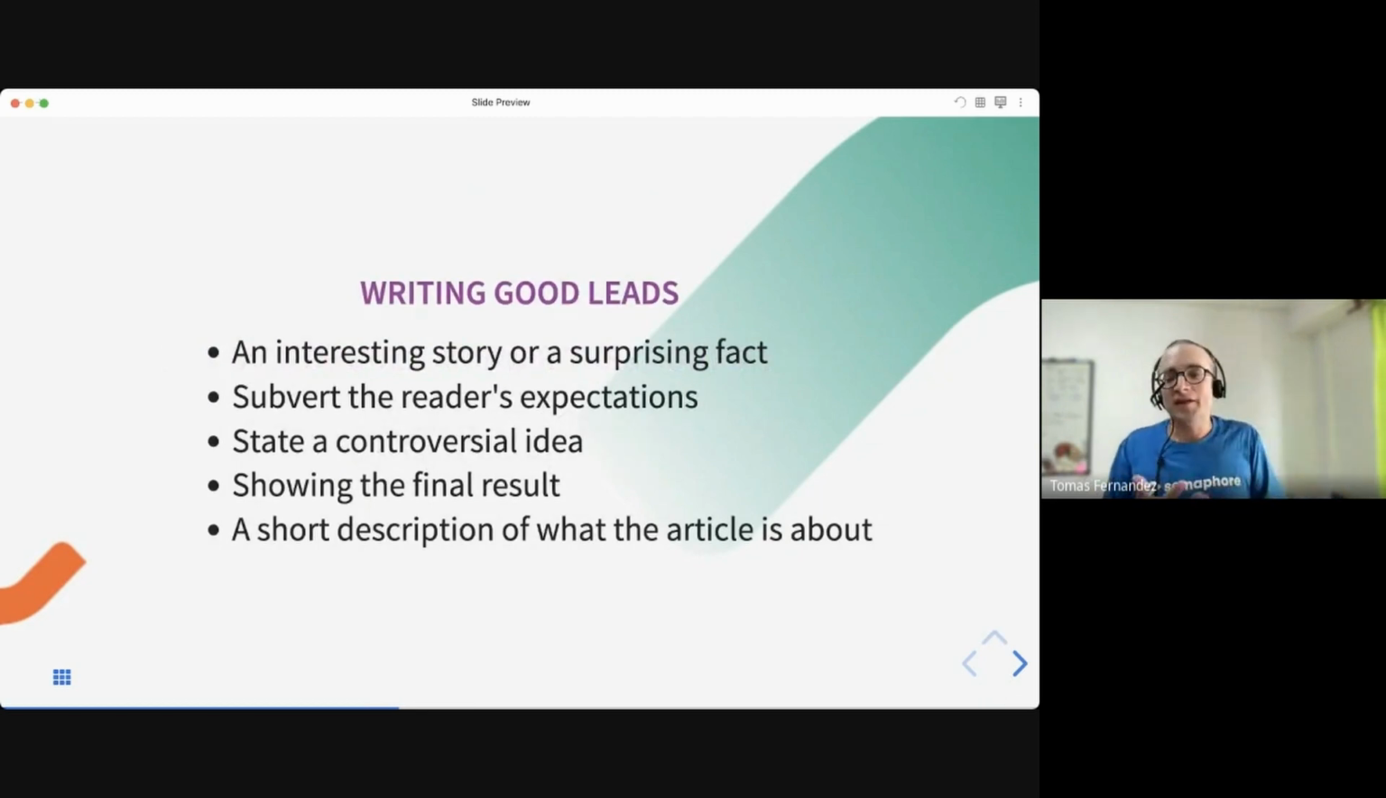It depends on the type of article, but sometimes telling a story, telling some facts, or trying to go against people's expectations, like saying something bad about something that everyone thinks is good. There are different tactics that we can use. At the very least, you should talk about what the article is about in very short form, and it's a good idea to show what you will get after reading.